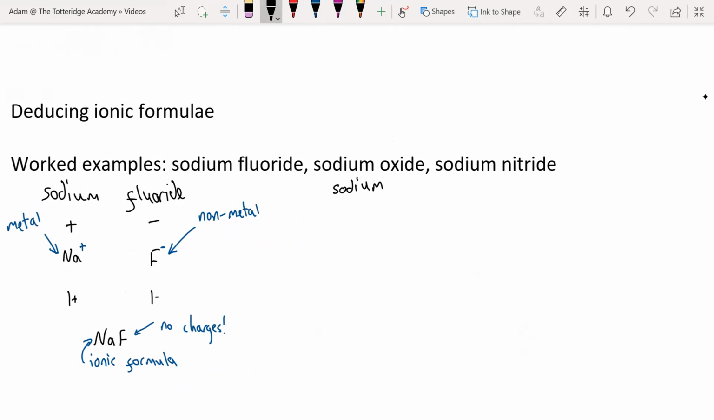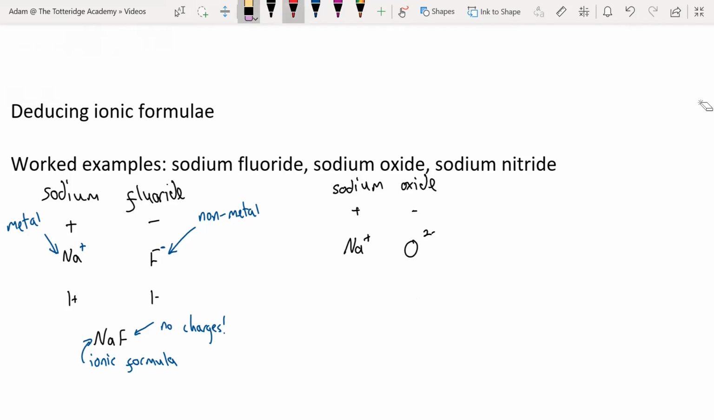Sodium oxide. So again, I've got my positive column, my negative column. Now sodium we know from before is Na+, and oxygen we also know from before is O2-, because we did that one about a second ago. Now, what I can see here is that I've got one positive, but I've got two negatives, which is no good.